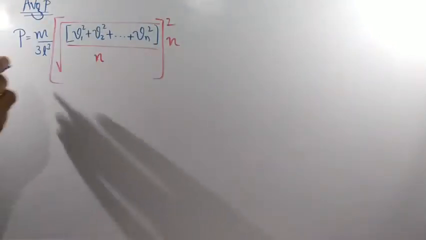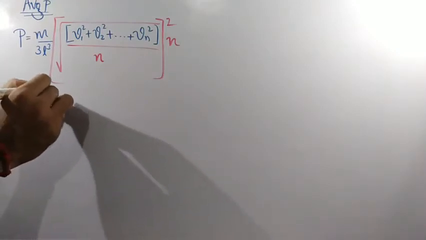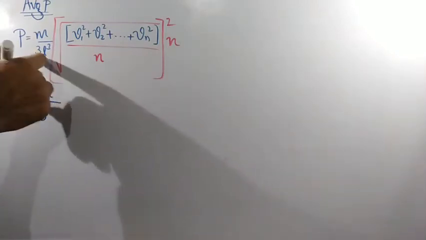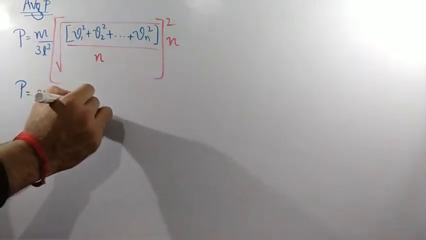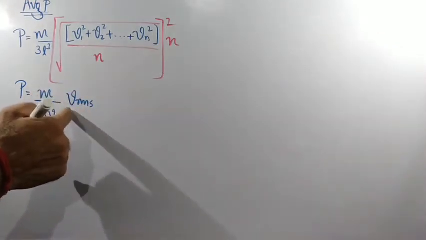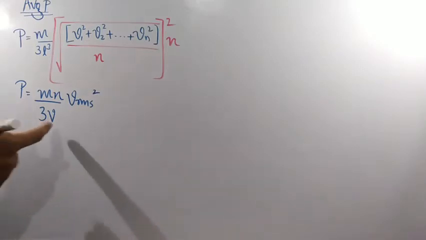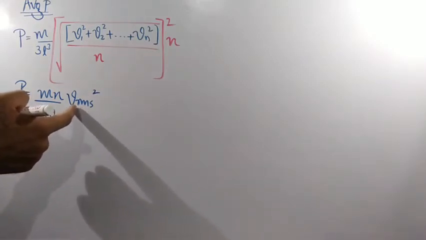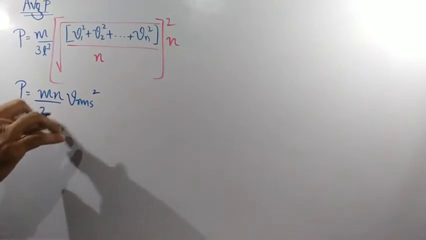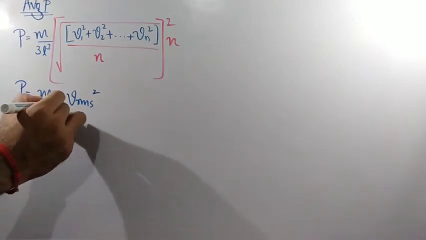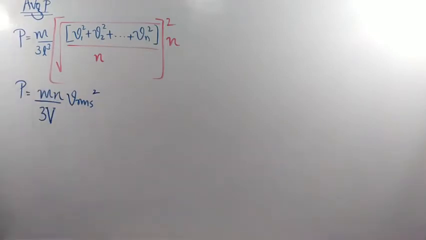So this term can be written as P is equal to m by 3. L cube is nothing but the volume. This term has VRMS, root mean square velocity, but this is squared again, VRMS square, and this n as it is. So what equation did we get? P is equal to small m into small n divided by 3 times volume into velocity square. This is small v, velocity, and this is volume. Let me write it as capital V.